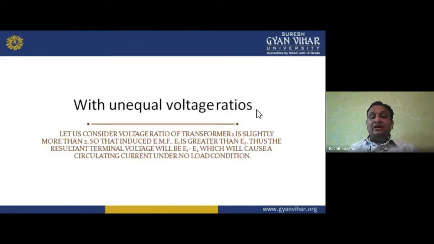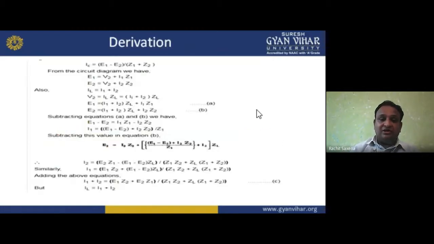One is slightly more than 2, that is the second transformer, so that the induced EMF E1 is greater than E2. Thus, the resultant terminal voltage will be E1 minus E2, which will cause a circulating current under no load condition. Now see here, we have the derivation. How can we identify this? This circulating current has the value E1 minus E2 upon Z1 plus Z2.